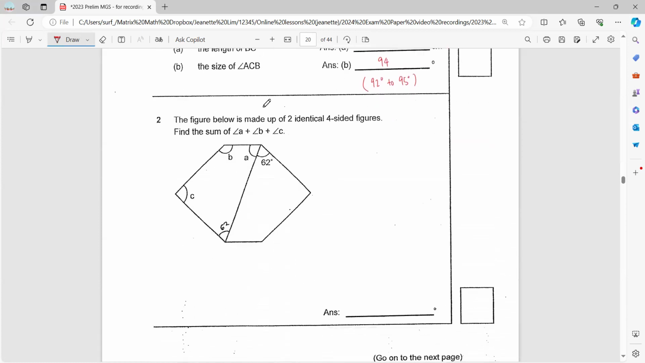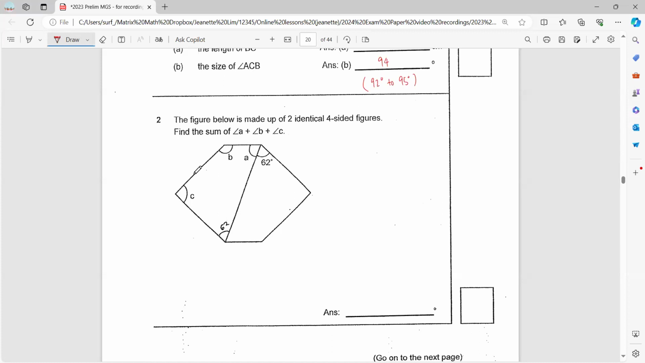Question 2. Figure below is made up of two identical four-sided figures. It's cut into two. So find the sum of A, B, and C. Now take note that they are identical. So this 62 degrees here will correspond with this. This one is written for you already. It wasn't supposed to be there. So anyway, you need to find the sum of angles A, B, and C.